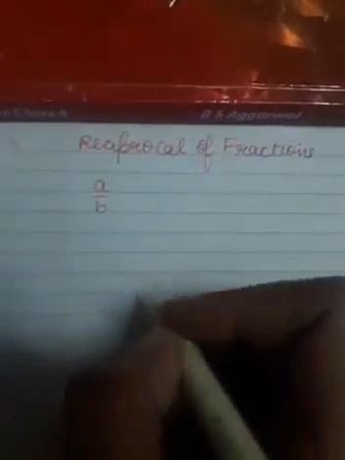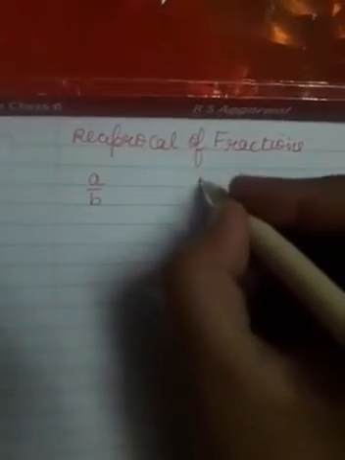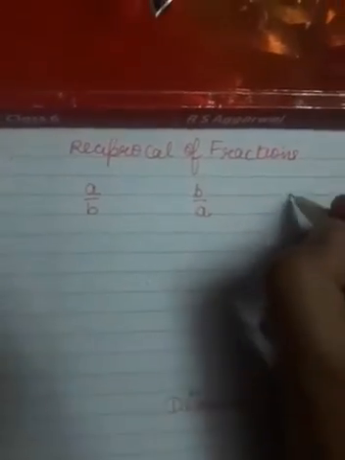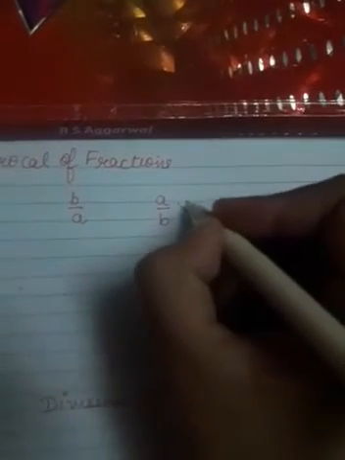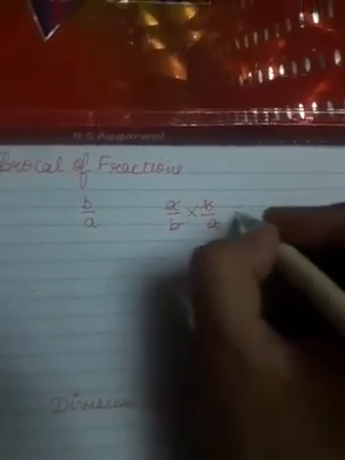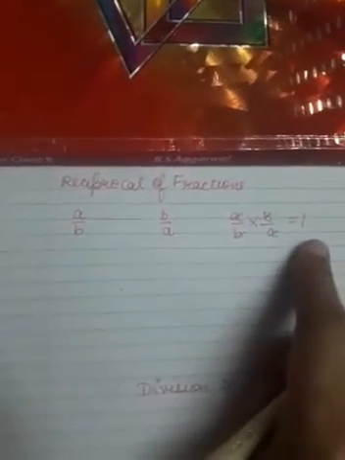Now next comes division of fractions. In that, first we will come to know about the reciprocal of a fraction. Two fractions are said to be reciprocal of each other if their product is 1. For example, you have a fraction a by b. Its reciprocal means opposite, that is b by a. Now when you multiply a by b into b by a, this cuts with this, this cuts with this, the answer is 1. So two fractions are reciprocal of each other if their product is 1.